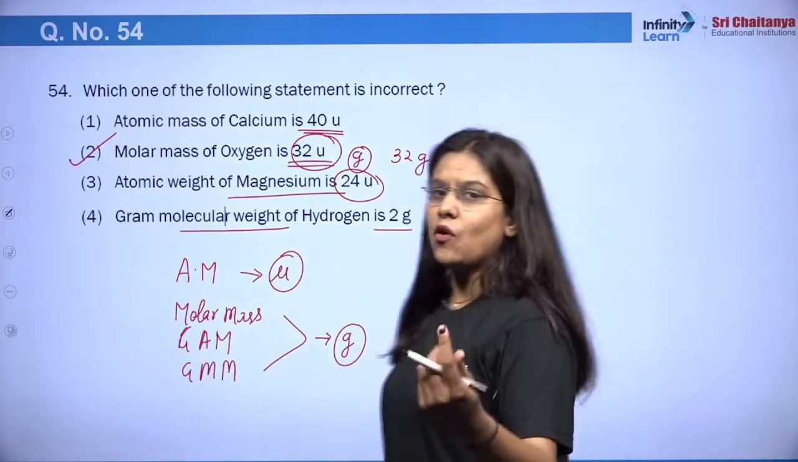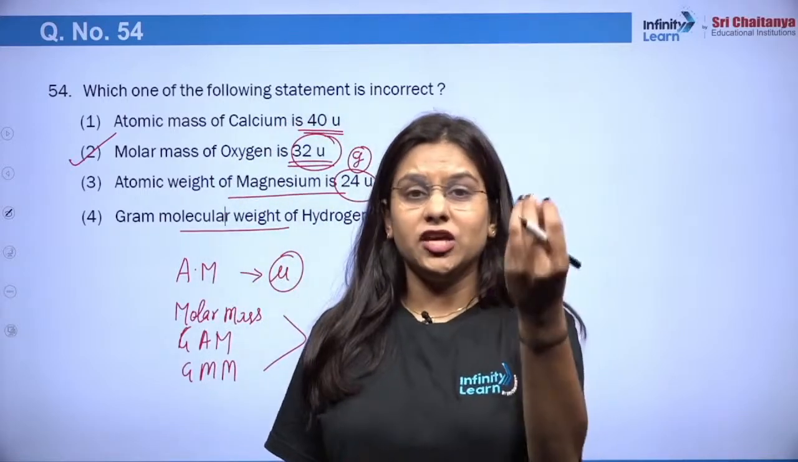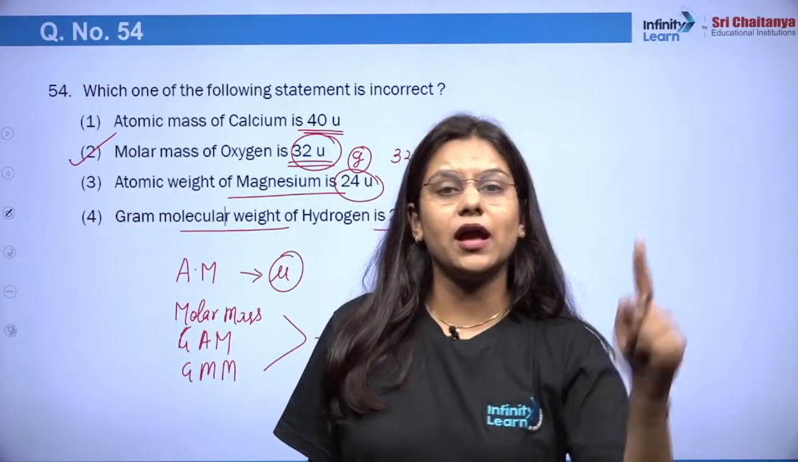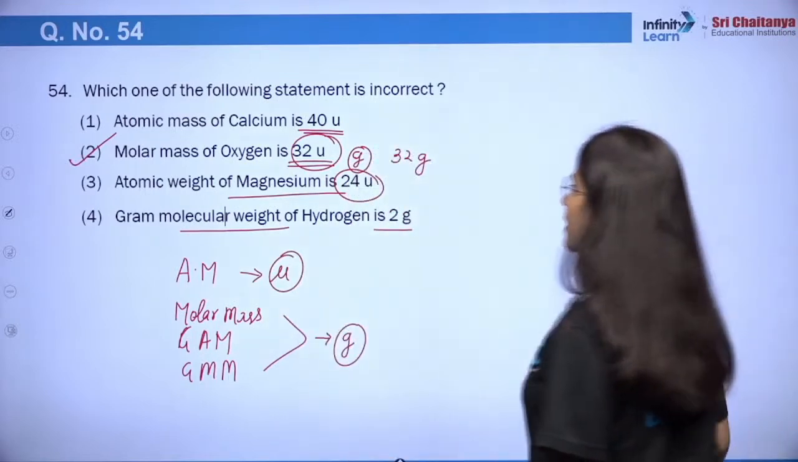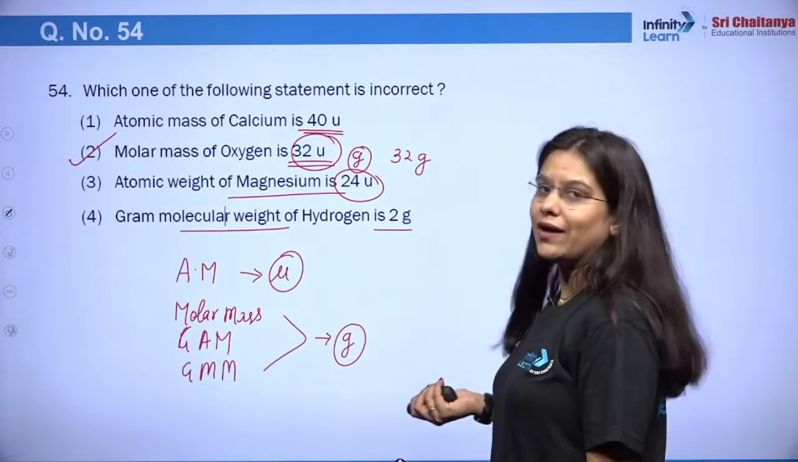So molar mass is what? It is the mass of 1 mole of oxygen. So it has to be in grams, it is not U, the unit of atomic mass. Here we are talking about 1 mole, so it has to be in grams, so it is 32 grams. So the second option is the incorrect statement and our answer.